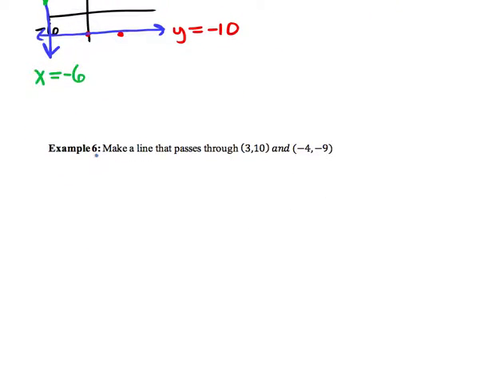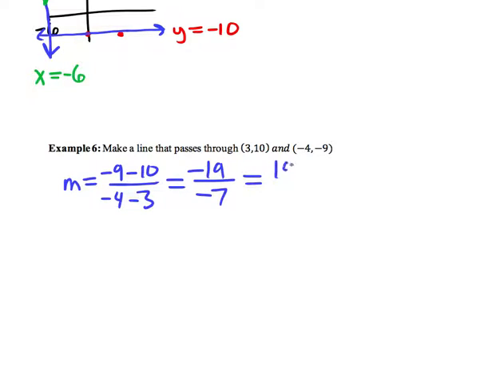Alright, so for our last example today, we're going to make a line that passes through these. So same kind of strategy. First find the slope. Find the change in y's, and put that over the change in the x's. Nope, it's not -3, it's +3. Alright, so I got -19 over -7, so that becomes 19/7. I think that's the best I can do with it.